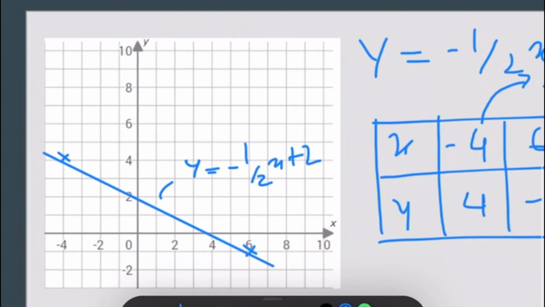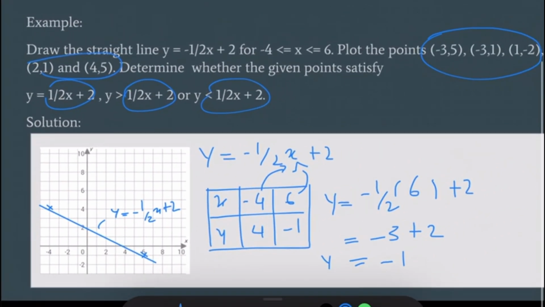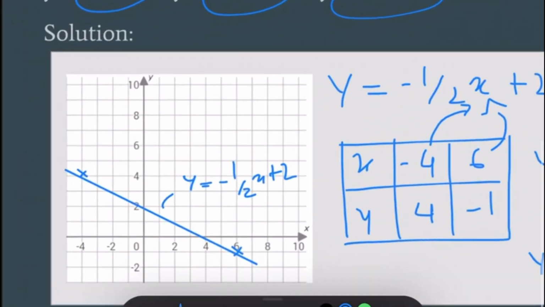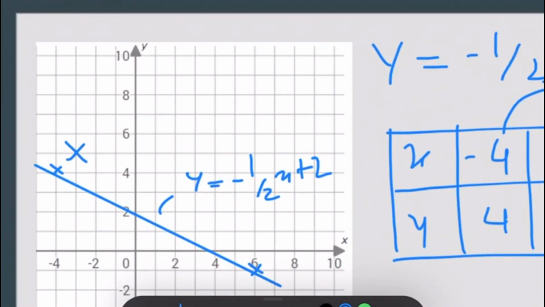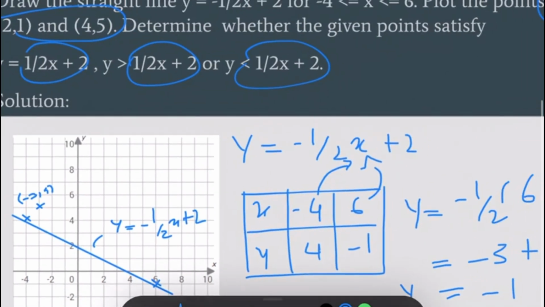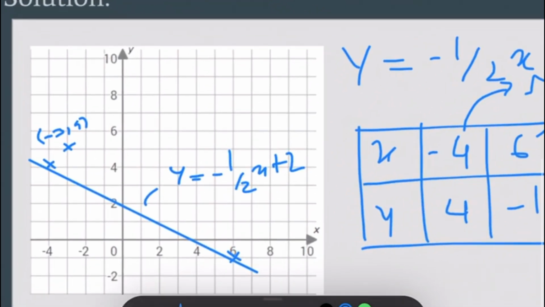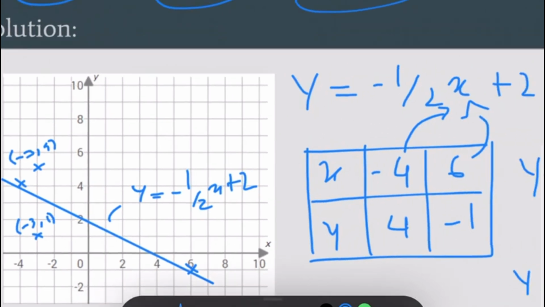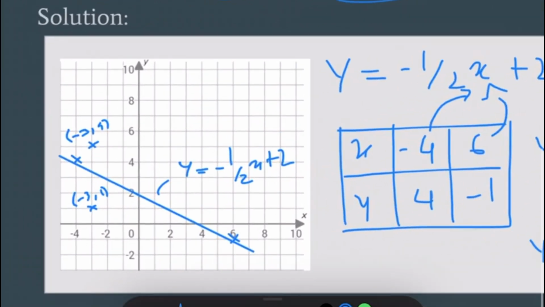For the first coordinate, negative 3, 5, here. Sorry, it's way too big. Negative 3, 5 here. And then what else do we have? Negative 3, 1 here. What else do we have? 1, negative 2. 1, negative 2 is here.